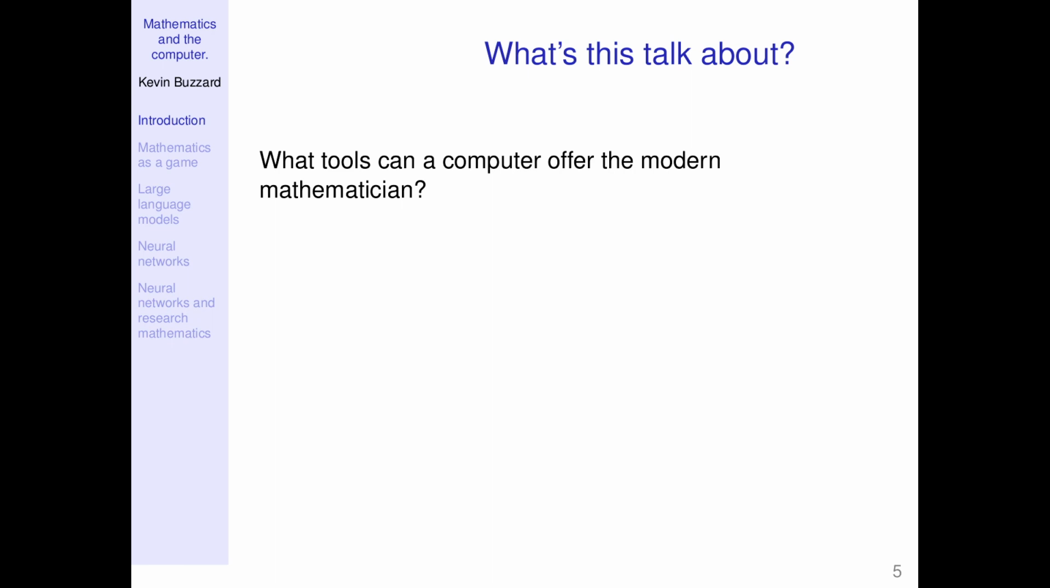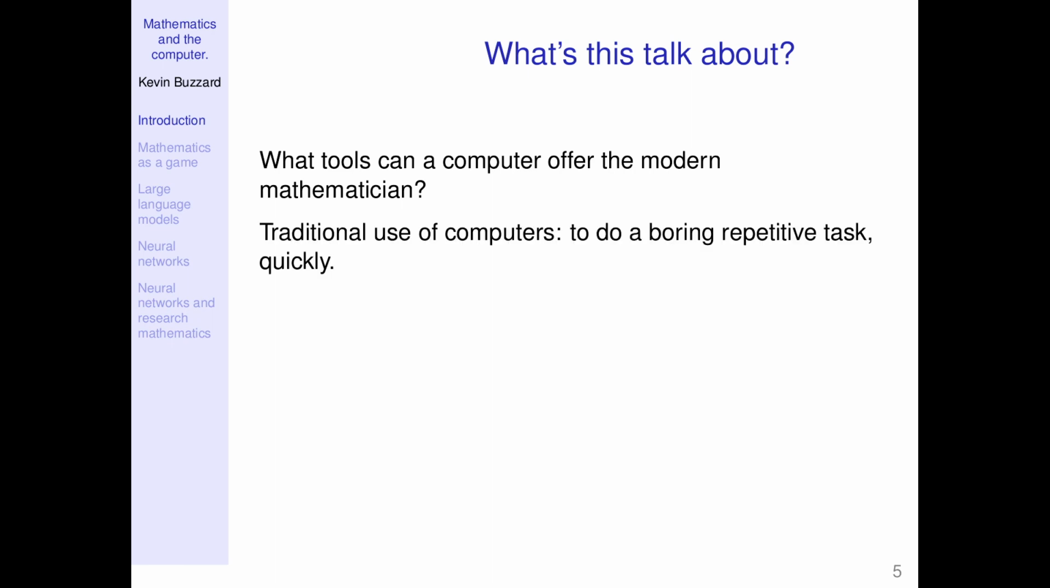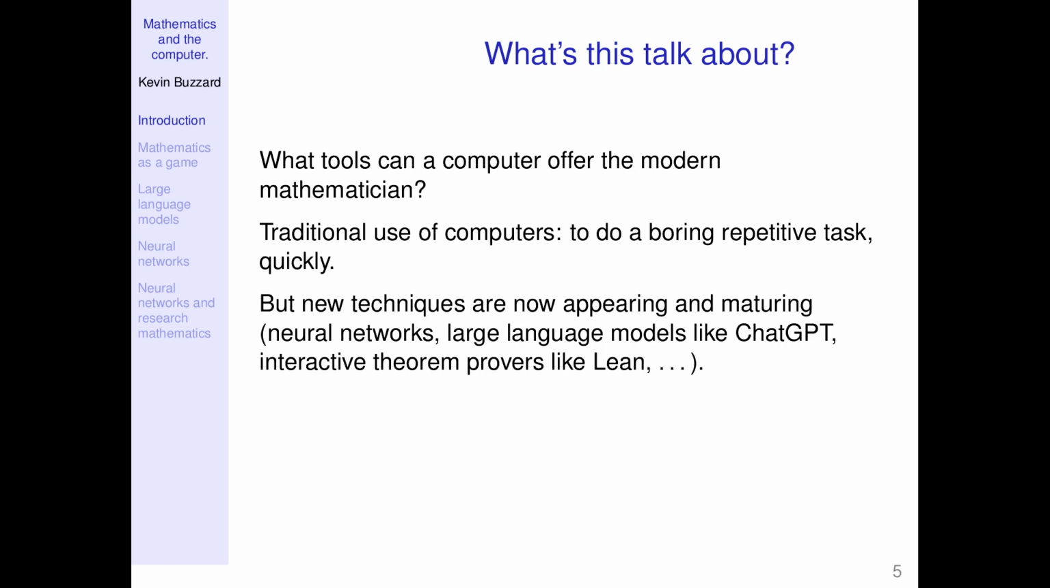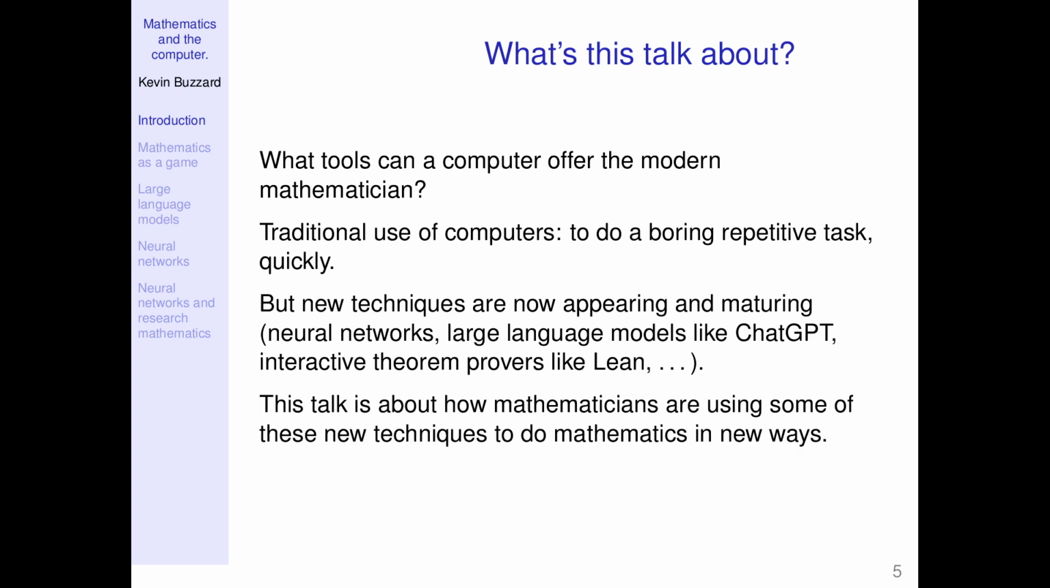So what tools can the computer offer the modern mathematician? That's the question. Traditionally, mathematicians use computers to do boring, repetitive tasks quickly, and I'm going to say very, very little about that use of computers. The idea about this talk is that there are other things that have happened in the last decade or even more recently, which are giving us new ways to use computers. And this talk is going to be an overview of those things.